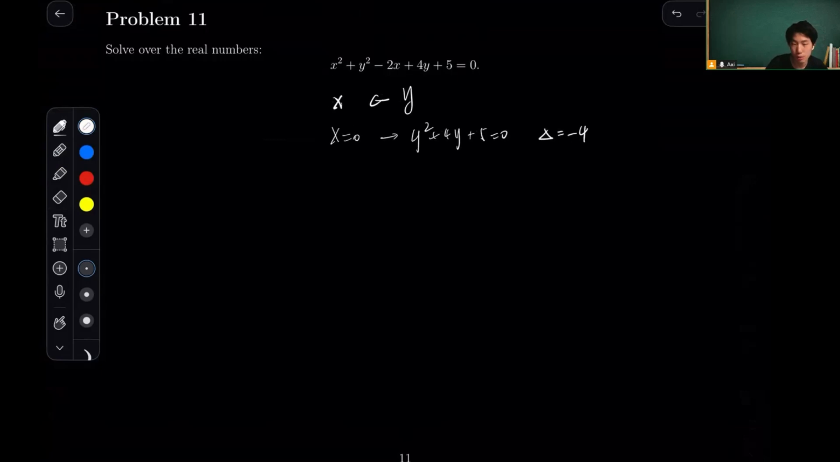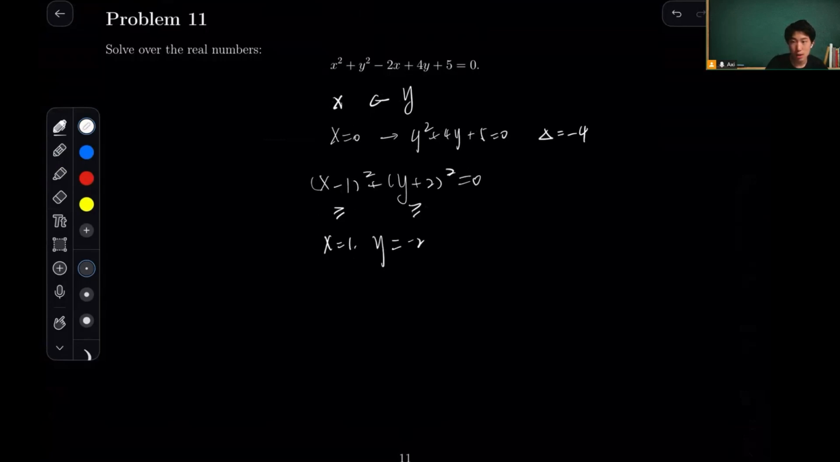Again, unsolvable. What happened? Well, if you look more closely at the expression, you notice that this can be simplified to the following expression, right? Then that means since both terms are at least 0, then both are 0 because their sum is exactly 0. That means x equals 1, y equals -2, and this is the unique real solution.